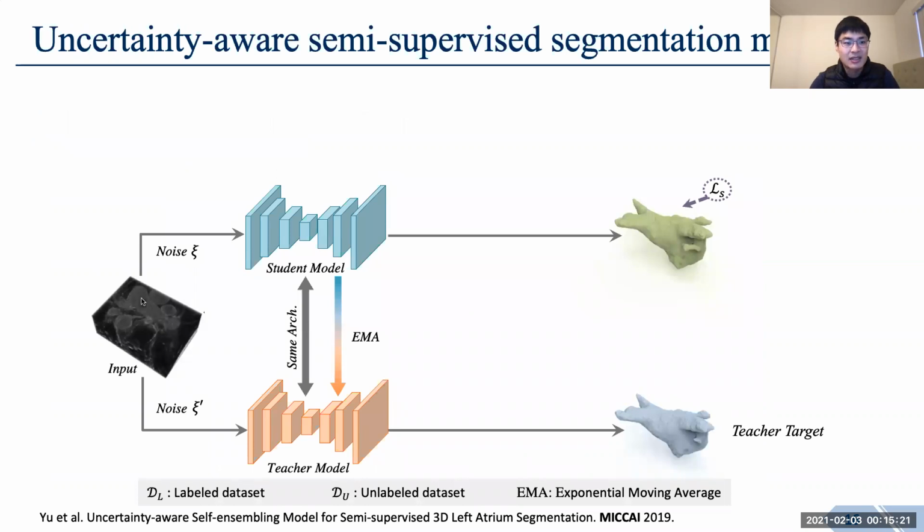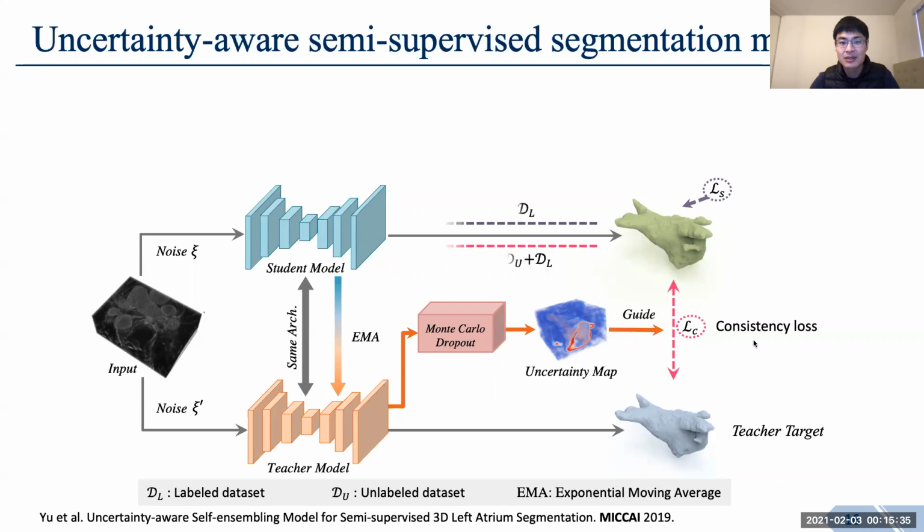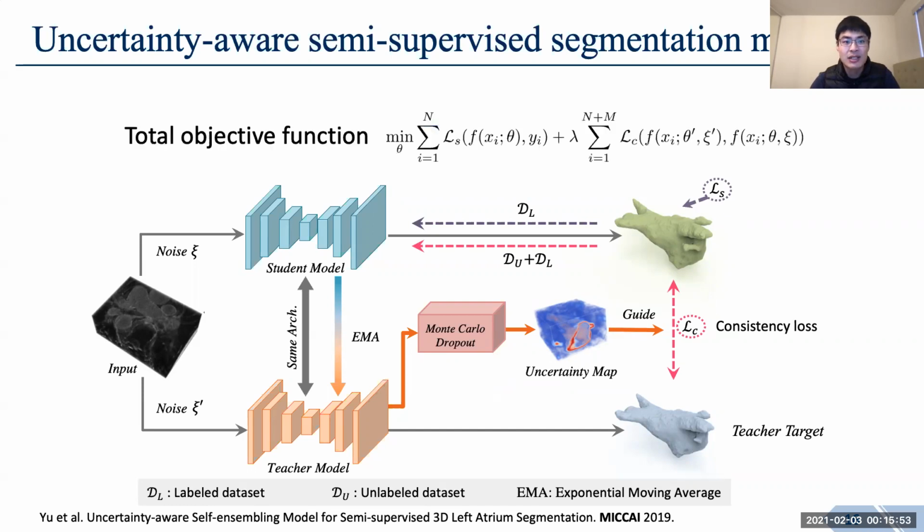Specifically, given the input image, the teacher model not only outputs the teacher target, but also estimates an uncertainty map with Monte Carlo dropout. Then we use the uncertainty map to guide the consistency loss calculation so that we only minimize the difference for those confident, or certain, voxels. In this case, we can reduce the influence of those unreliable targets. The total objective function of the whole framework is the combination of the supervised loss on labeled data and the unsupervised consistency loss on unlabeled data.